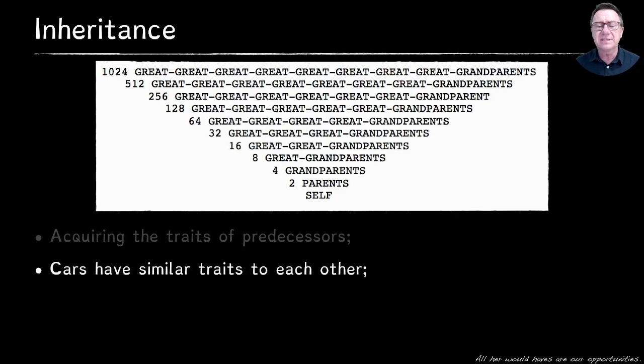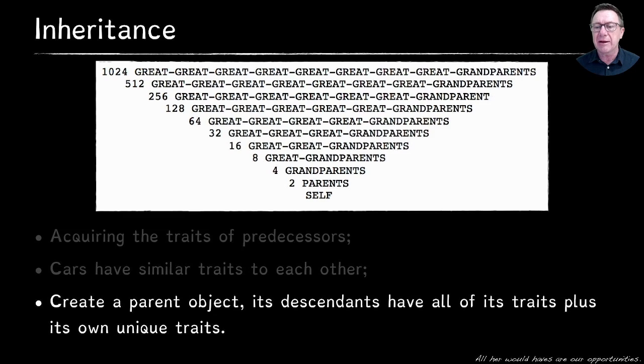Okay? For instance, cars have similar traits to each other, all right? So we don't really want to make a class for every single make, model, etc. We have our generic things and we inherit from that. So we create this parent class or parent object, and those that descend from it inherit, yes, all the attributes and all the methods that the parent class possesses.